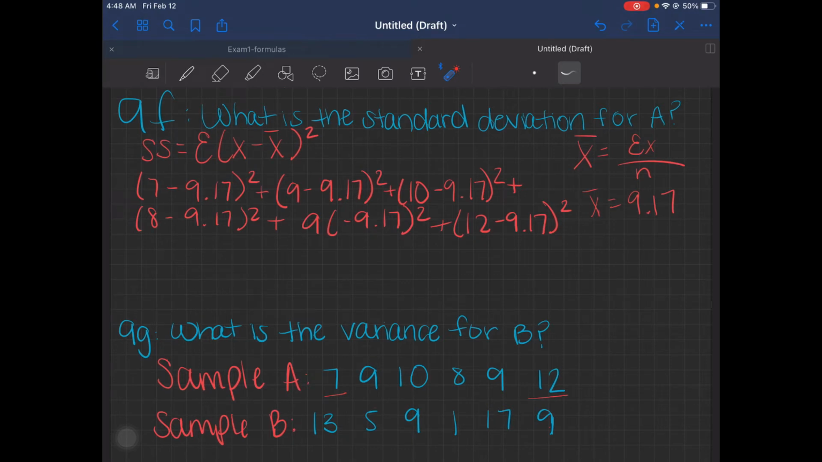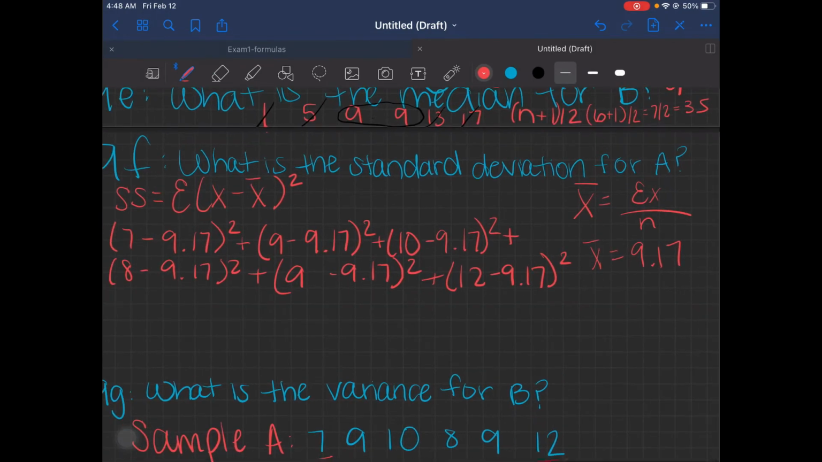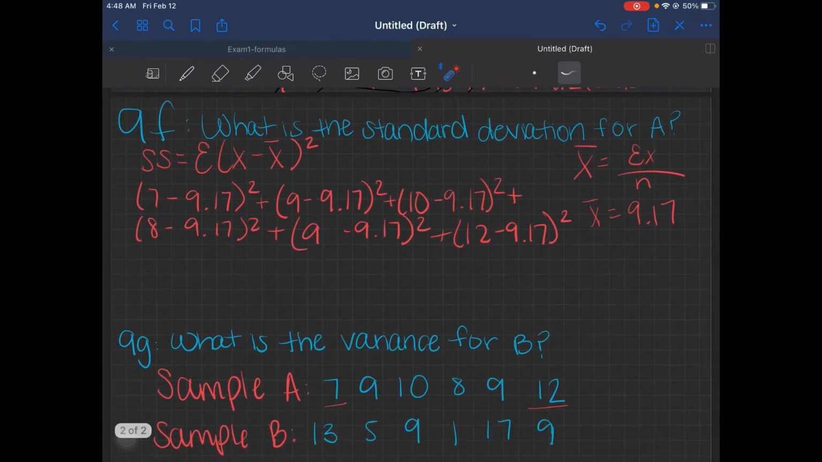So I got this 7 from here. And then, like I said, we got that from the mean. So 9, that's where I got that 9 from. I got the 10 from here, the 8 from here. Sorry, this 9 from here. I did my parenthesis wrong there. And the 12 from here. So I am just going to plug these into my calculator and see what I get.